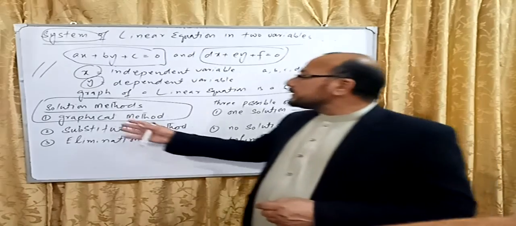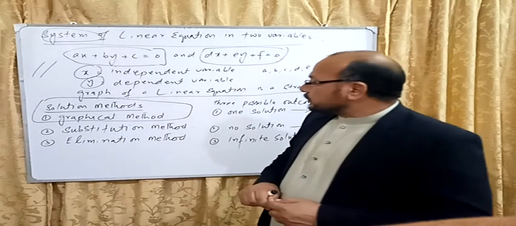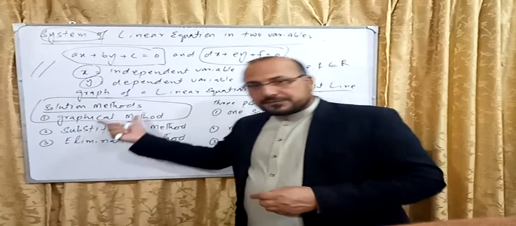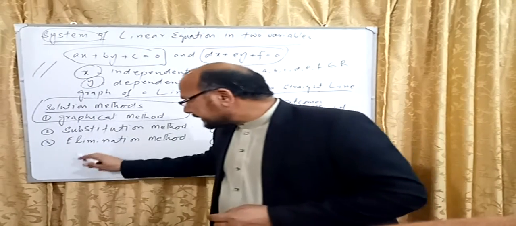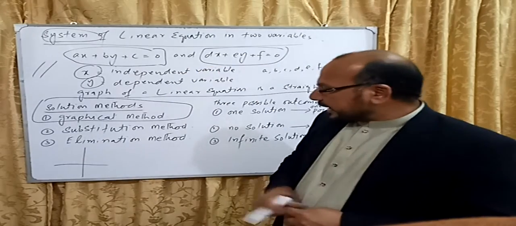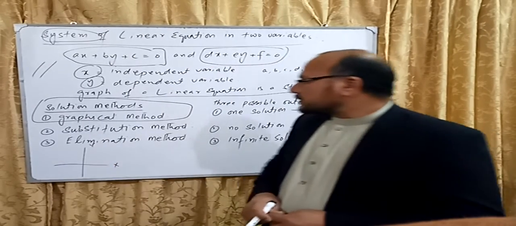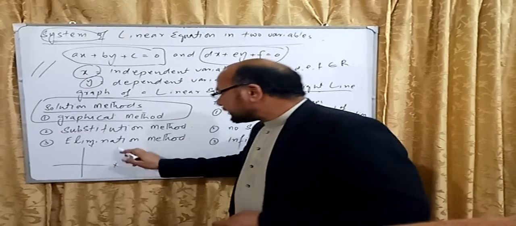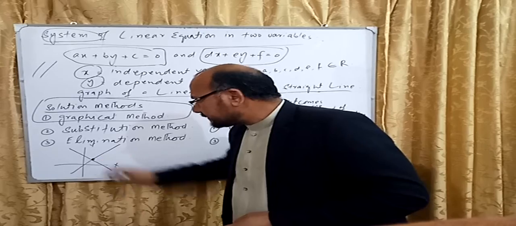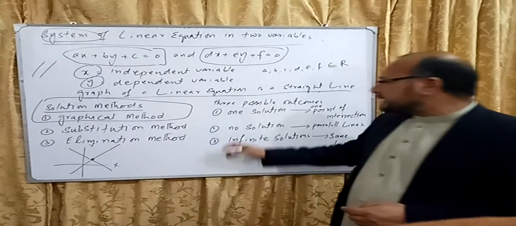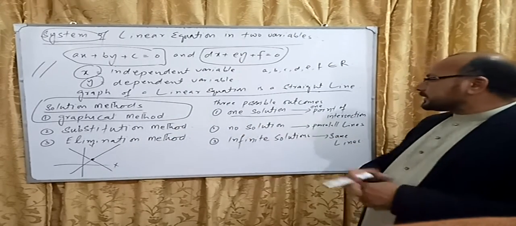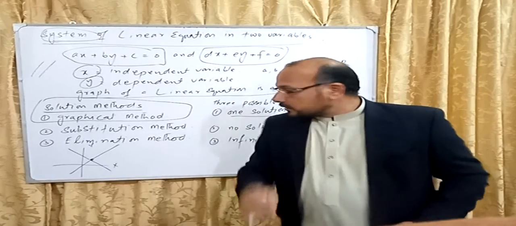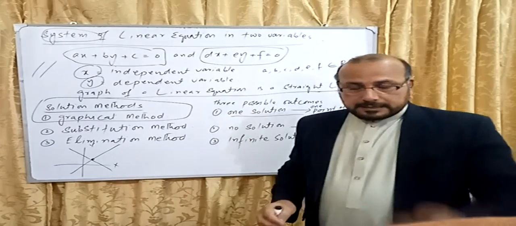Now if we try to find the solution of the system of linear equations graphically, we face these conditions. For example, if we have the x axis and y axis, maybe the two graphs are intersecting each other at a single point. If the graphs intersect at a single point, in that case we have one solution. It means the point of intersection is one, so we have one solution set.